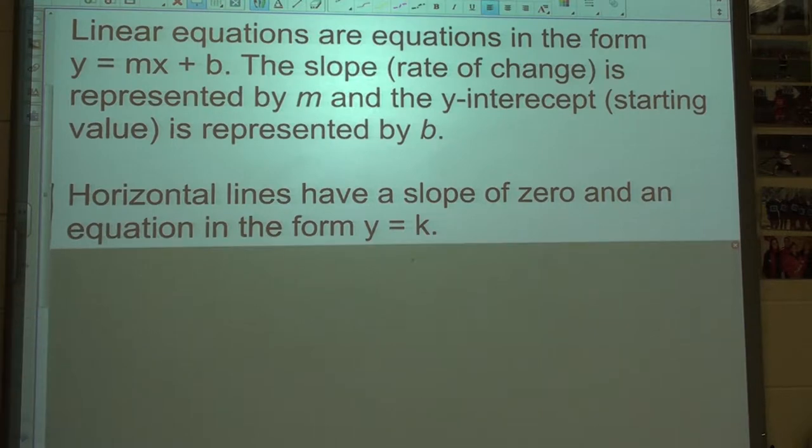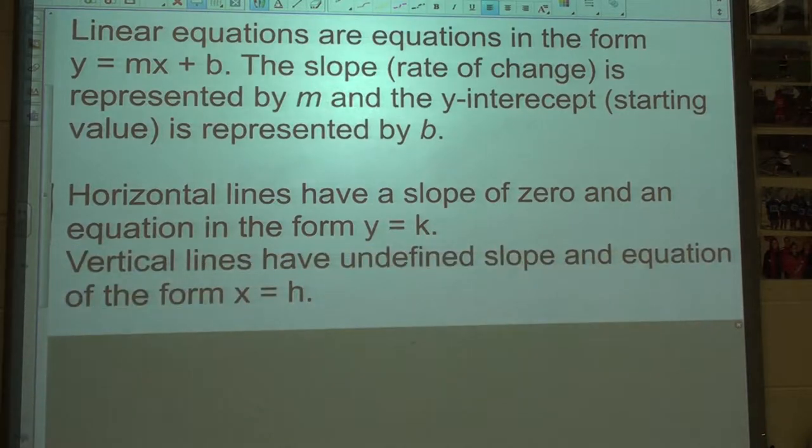Horizontal lines have a slope of 0 and are equations in the form of y equals k. Vertical lines have undefined slope and are equations in the form of x equals h.